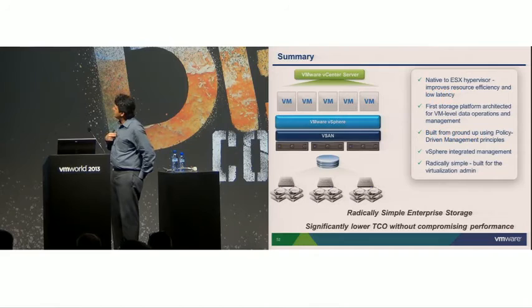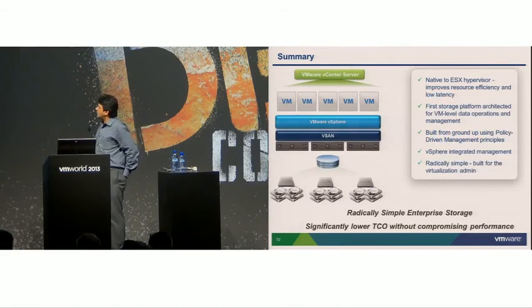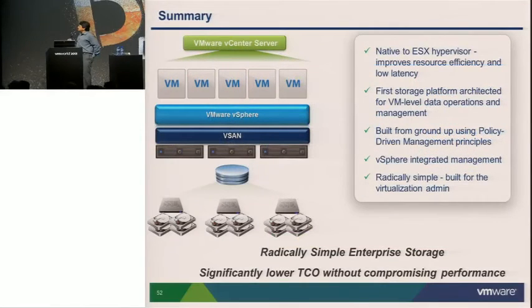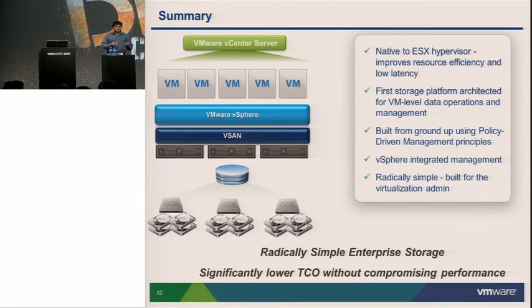All right, so just to summarize what vSAN is: a scale-out storage system, built into the hypervisor. It's not a virtual appliance or anything like that. It's native to the hypervisor and architected around policies from the ground up, architected around policy-based management and per-VM operations. And to net it out, it is an enterprise storage system that's radically simple and at a much lower price point.